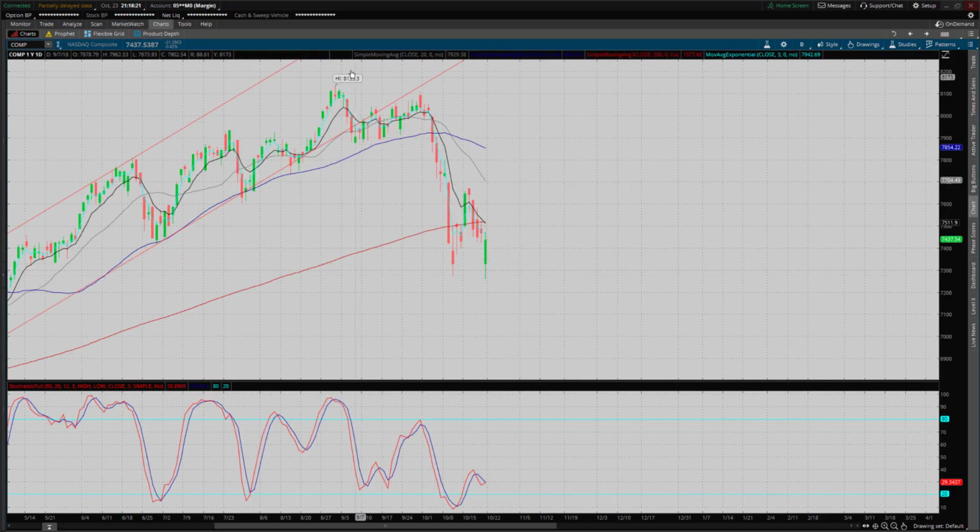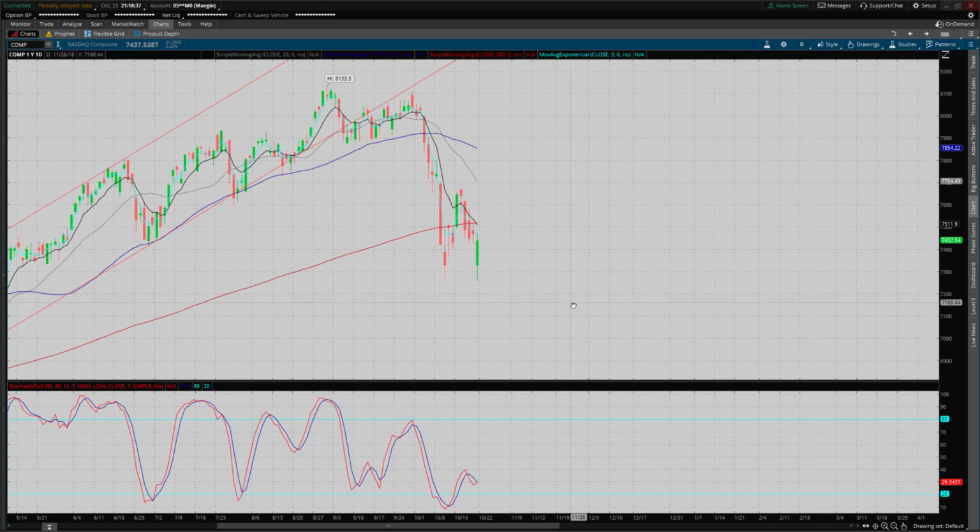Nasdaq Composite also confirming, making its 5th wave low below the previous 3rd wave low here. So Nasdaq, a nice 1 down, 2 up, 3 down, 4 up, 5 down. So all 3 major indices have done a nice clear 5 waves down from the top. So they're all in alignment, which makes it a lot easier to analyze when there's no discrepancies.